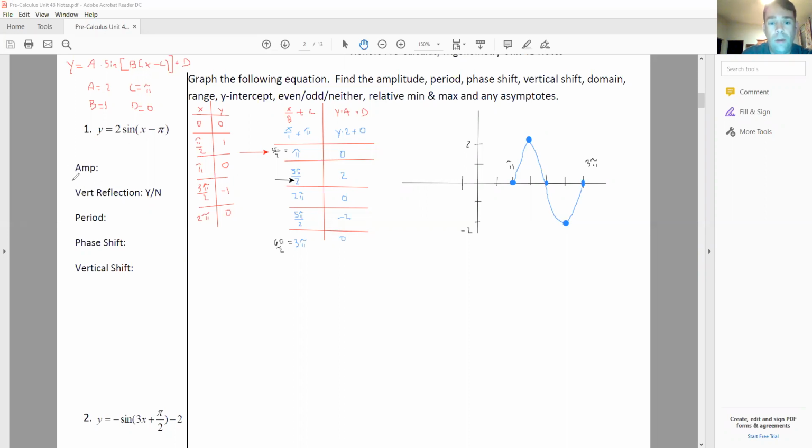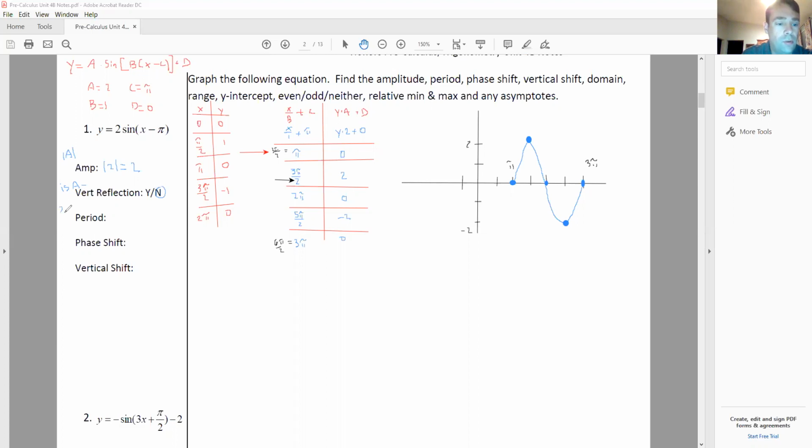So now we're going to go through and answer a whole bunch of questions. First of all, amplitude. So what is the absolute value of A? That's what amplitude is. So my A value is 2. So the absolute value of 2 is 2. I have an amplitude of 2. Vertical reflection. We're always going to be asked, does it have a vertical reflection? In other words, is A negative? A was positive, so that would be a no.